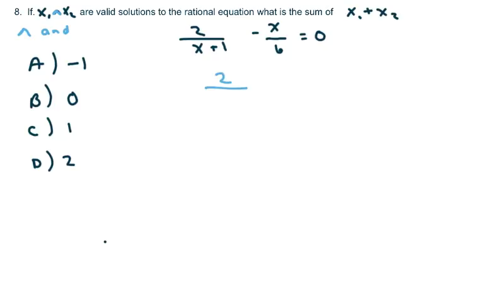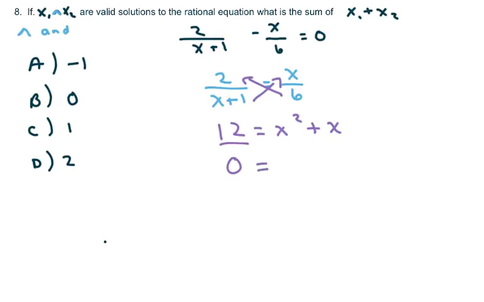All I'm going to do is solve for x. I'll move this x over 6 over to the right side by adding x over 6 to both sides. I'm going to cross multiply, and so I'm going to cross up this way. So I get 12 equals x squared plus x. I'm going to move the 12 over and set it to 0 because this is a quadratic term.